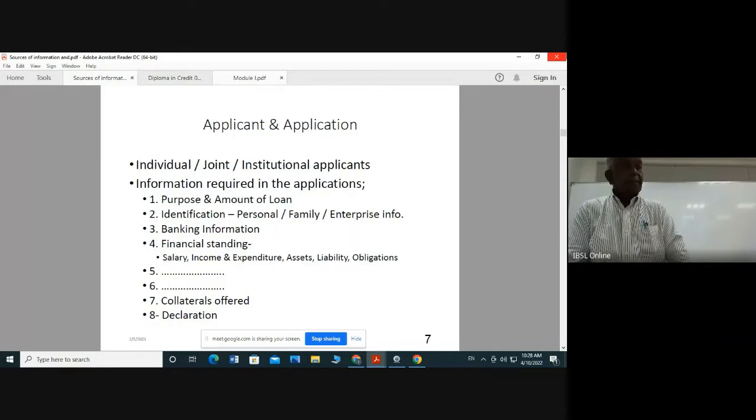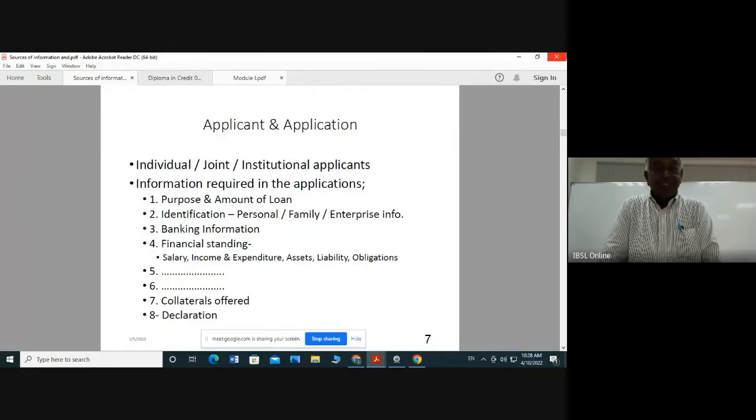Anyone? No one? Salary, income, expenditure, assets, liability, obligations. What else? No one? You haven't seen any loan applications?